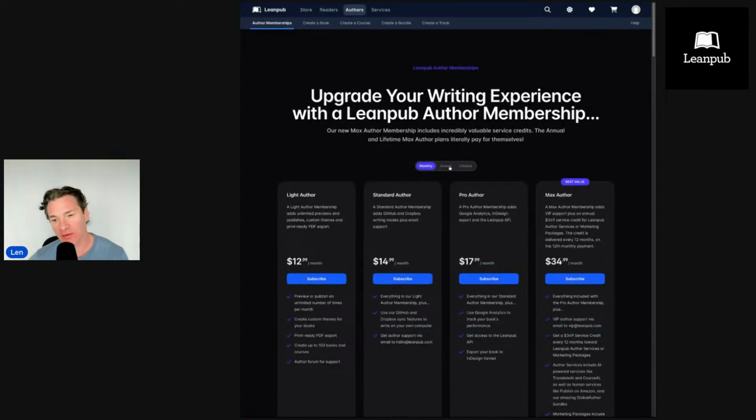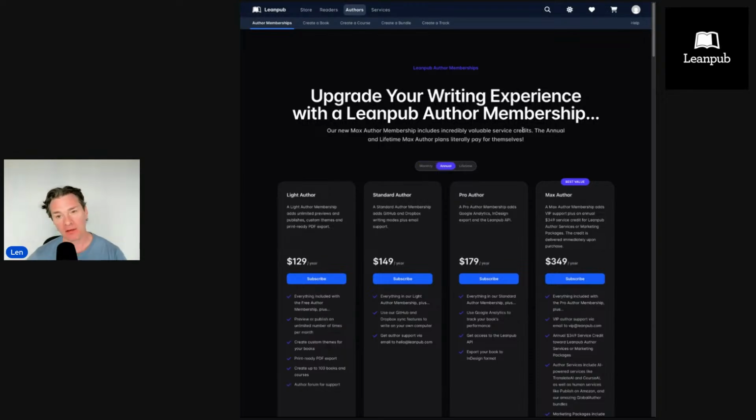Same thing with the author memberships. One thing that's new now is the Max Author membership, which gets you VIP support and things like that, which is very cool. The interesting thing we've also introduced with a lot of these plans is service credits. That's different from the book and course purchase credits I was talking about before.